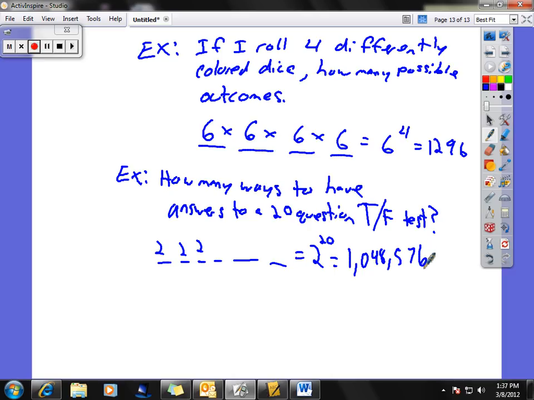which is 1,048,576. So I just want to point out that it's not always just typing in a combination or permutation. Sometimes you have to look at how many spaces there would be to get a possibility for.